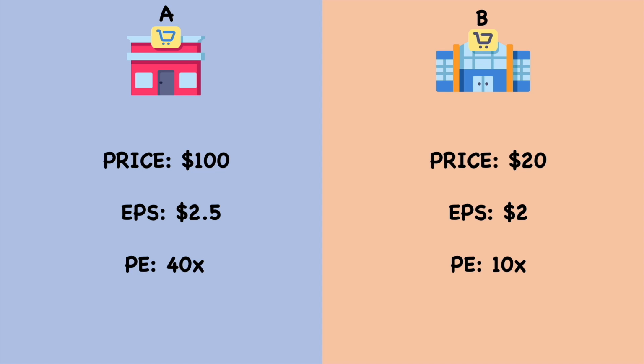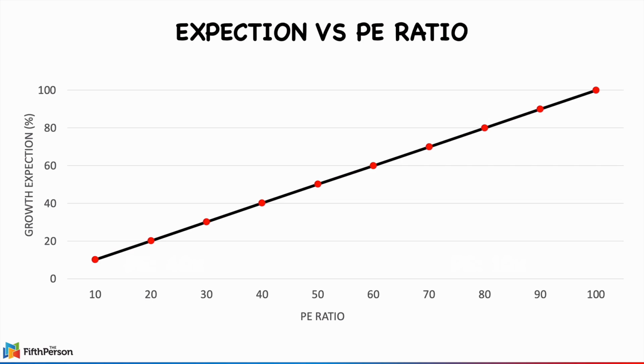Another thing about P/E is that the higher the P/E, the higher the growth expectation of the investor. For instance, if the company has a P/E of 10 times, the investor is expecting 10% growth. And if a company has a P/E of 100 times, the investor is expecting growth of 100% per annum. Like I just mentioned earlier, the higher the P/E, the higher the expectation.